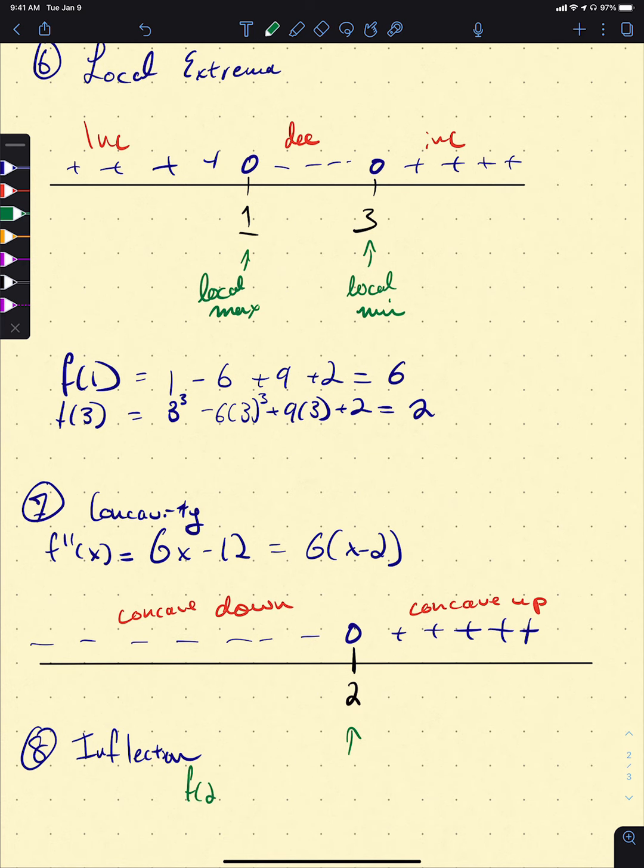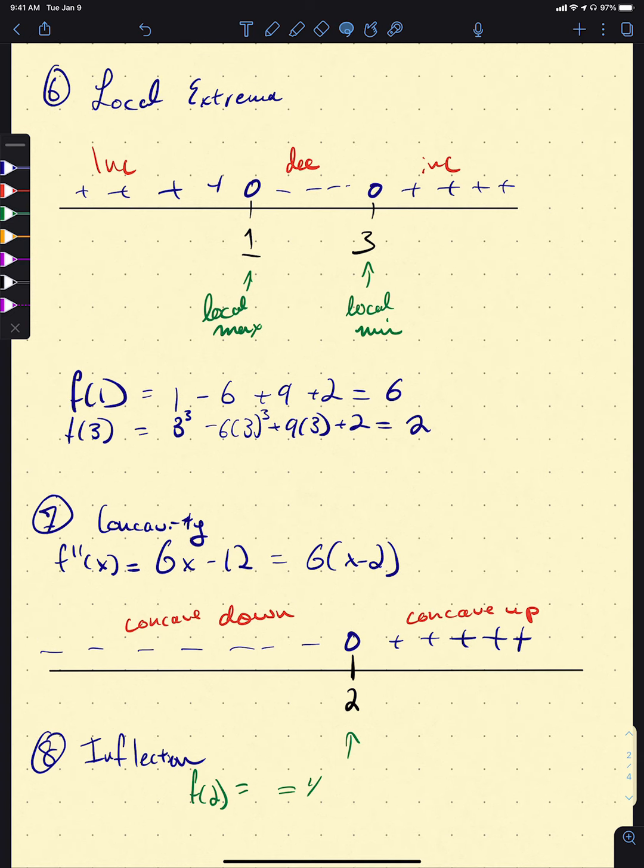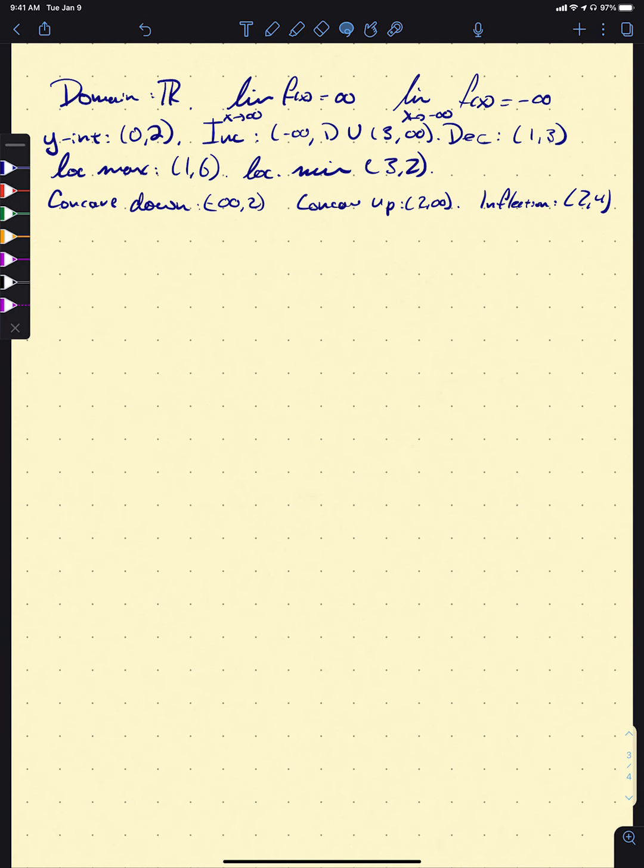Then we can evaluate f of 2, and when you run through f of 2, you're going to get 4, okay? And then now that we have all of this information, we can put it all together, much like this, right? And then actually use it to put together a graph, okay?